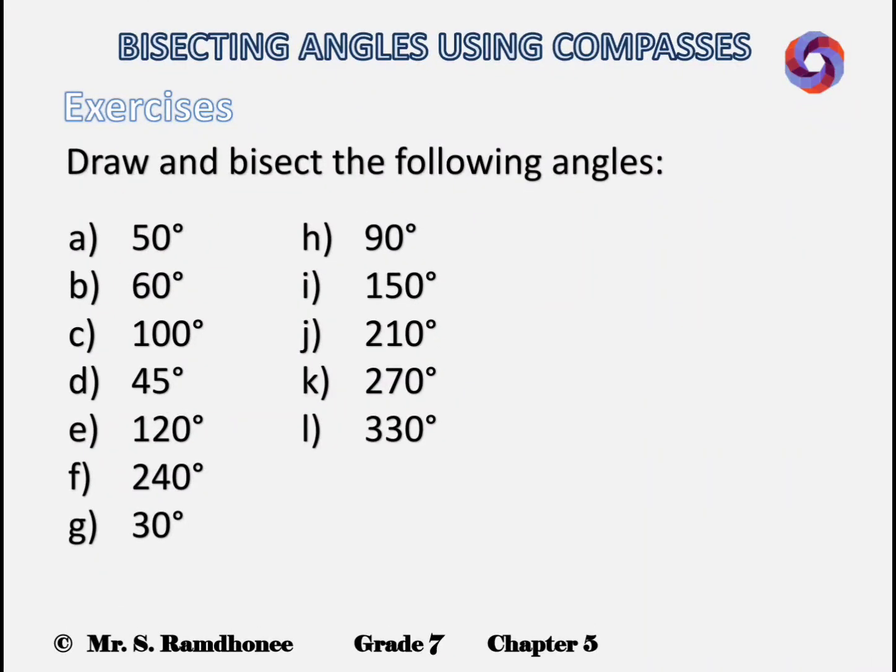In this next session, we are going to look at how we are going to bisect angles using compasses. The exercise below asks you to draw and bisect the following angles, and these again range from 30 degrees up to 330 degrees. Let us have a look at the demonstration video.